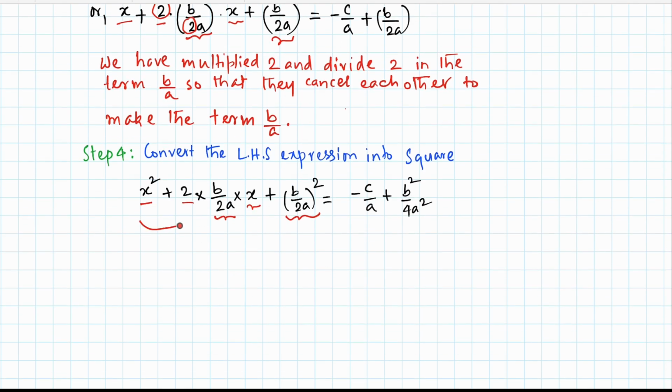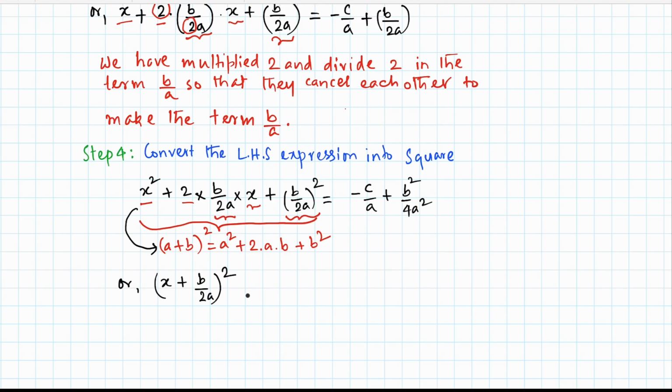This whole thing is in the form of a plus b whole square, which is a square plus 2ab plus b square. Now if we express the same thing here, it becomes x plus b by 2a whole square, which is equal to, taking the LCM 4a square, minus 4ac plus b square, which is b square minus 4ac by 4a square. So this is the equation we got.